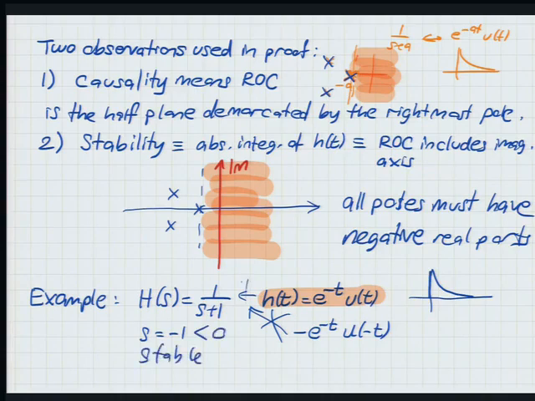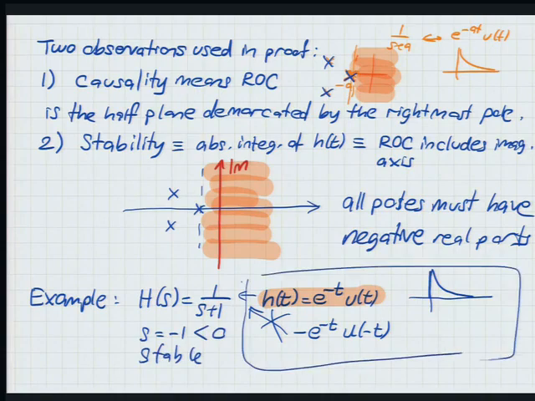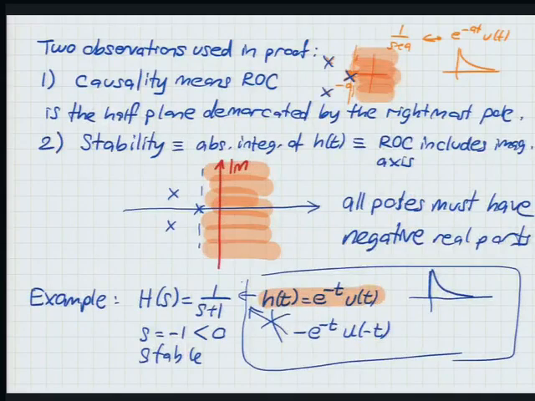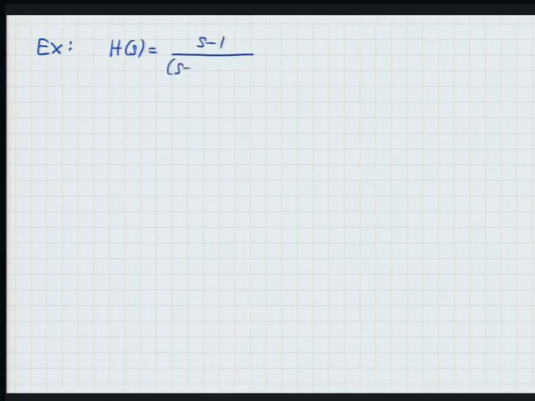Anything I wrote to the right is sort of reminding you of what was in the proof of this statement. Let's look at another example. Example: h of s equals minus 1 by (s plus 1)(s minus 2). All right, so what can you say about the stability of this?